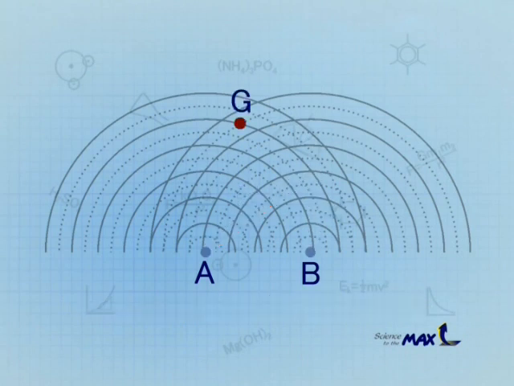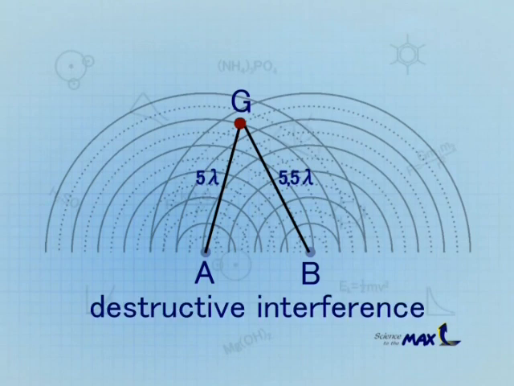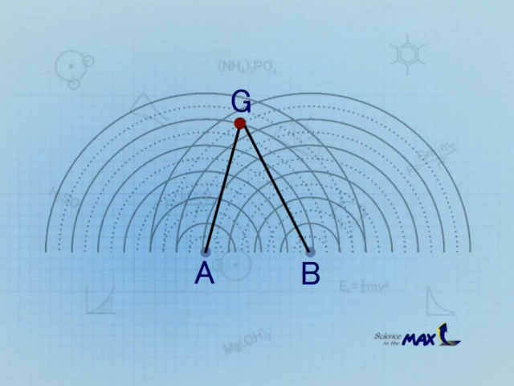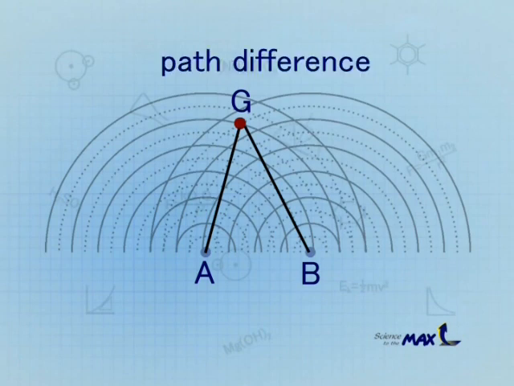If we look at another point G, the distance AG is a whole number of wavelengths. But from B to G is a whole number plus a half. So now you are at a trough. So crest meets trough, and you have destructive interference. We calculate the difference in the distance traveled by the two sets of waves before they collide. This difference in distance is called the path difference, which can be calculated as BG minus AG.